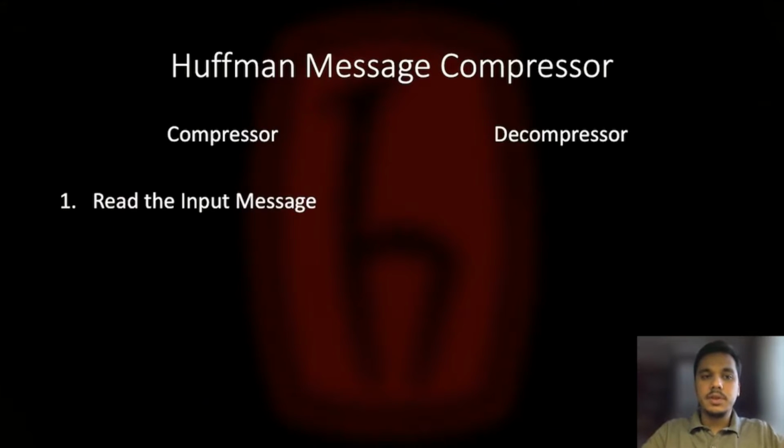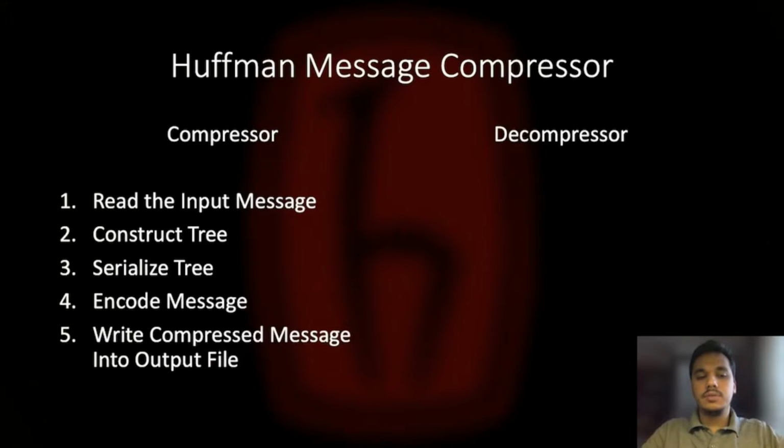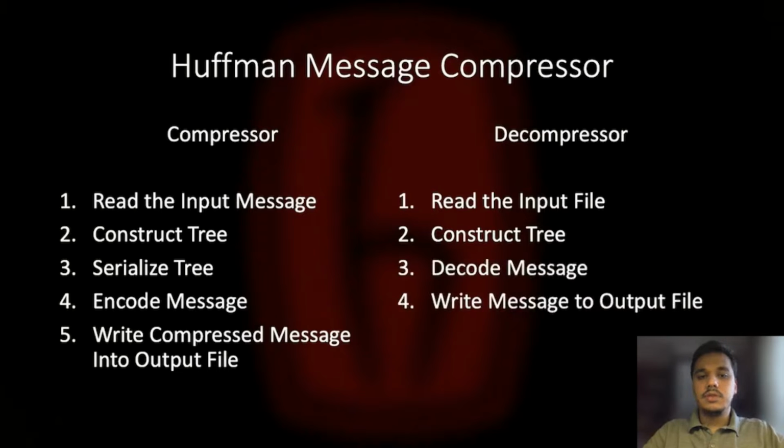The compressing process has 5 steps. One is reading the message from file, constructing the tree, serializing the tree, encoding the message, and writing to the output file. The decompressing process has 4 steps: reading the input file and constructing the tree, decoding the message, and writing the message to the output file.